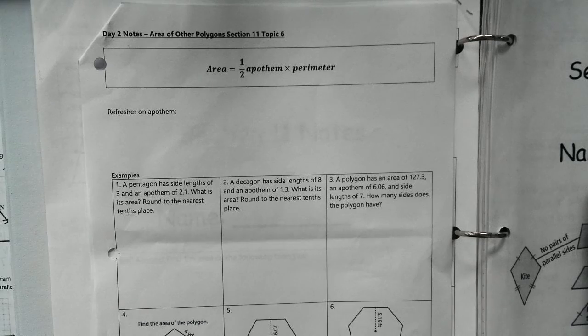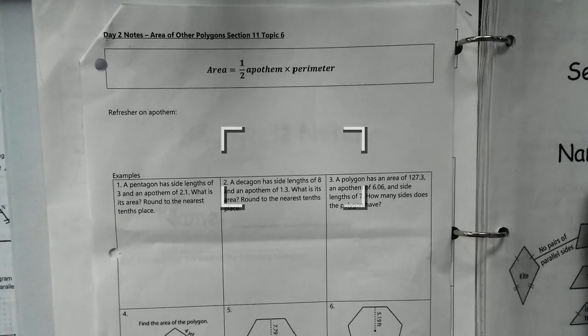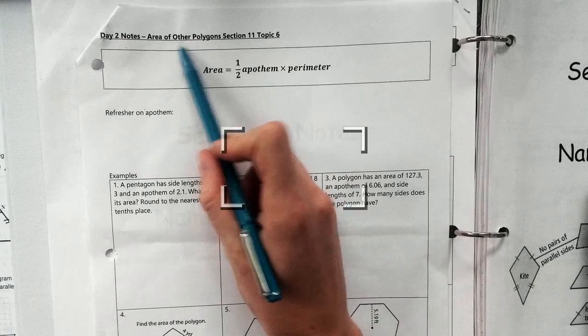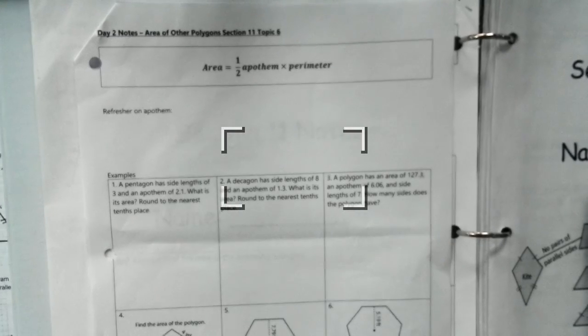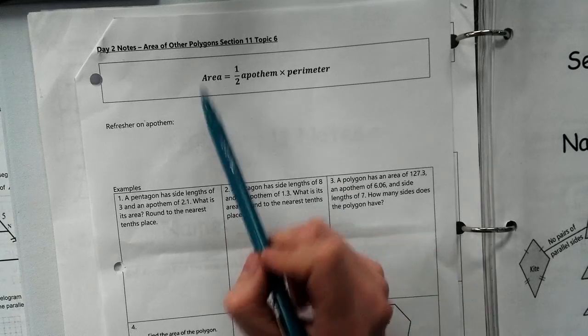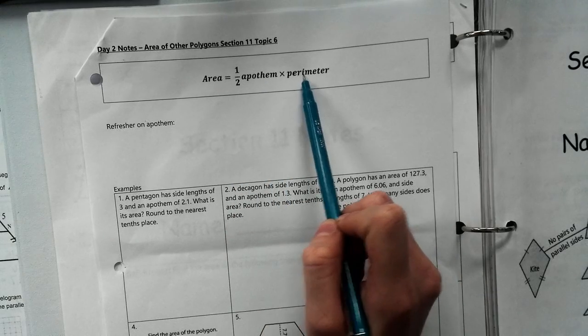Okay, today we're going to talk about the area of other polygons. So this is anything that has more than 4 sides, like a pentagon, a hexagon, an octagon. These are just all other polygons, and today it's going to be all regular polygons. We have just a quick formula. It's 1/2 the apothem times the perimeter.